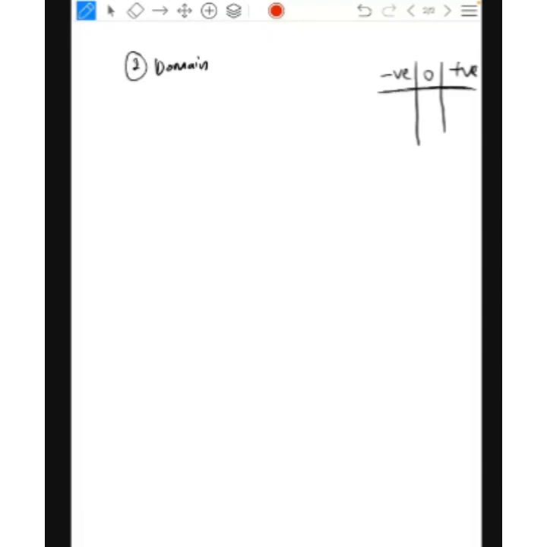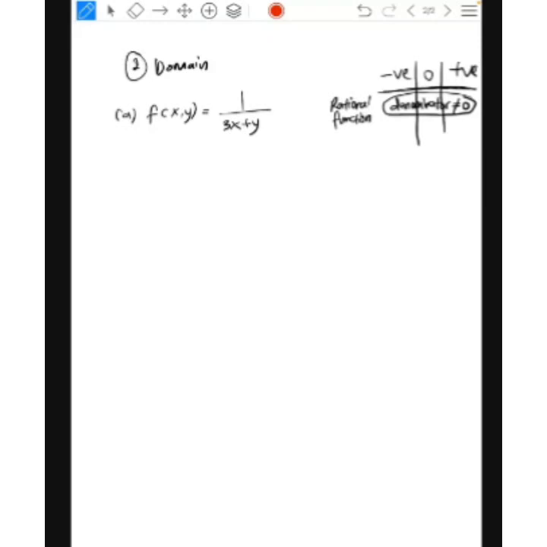Let's look into 2a. I have 1 over 3x plus y. So this is a rational function. What is a rational function? It has a numerator and denominator, or in the form of a fraction. For a rational function, the important thing is the denominator. Its denominator cannot be equal to 0.